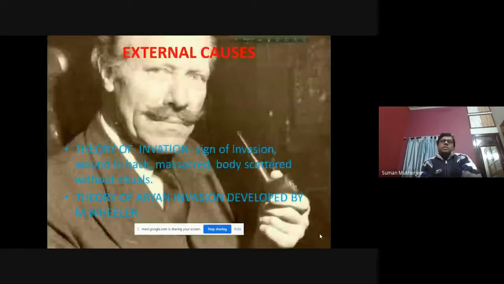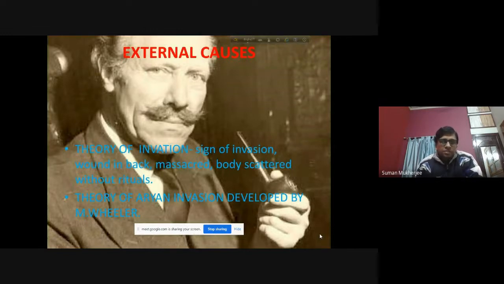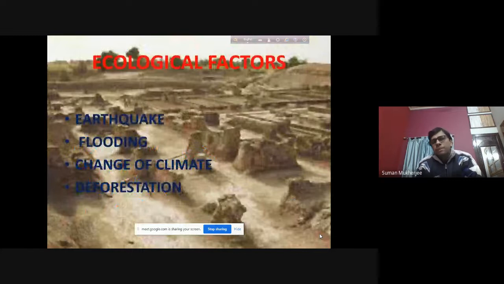Now, if we look into the external causes, the external cause is the theory of invasion. The signs of invasion: wounds in the back, massacred bodies scattered without rituals. Mortimer Wheeler was the proponent of that theory, the Aryan invasion theory. And the major factor most responsible for the decline of the Harappan civilization was ecological factors.